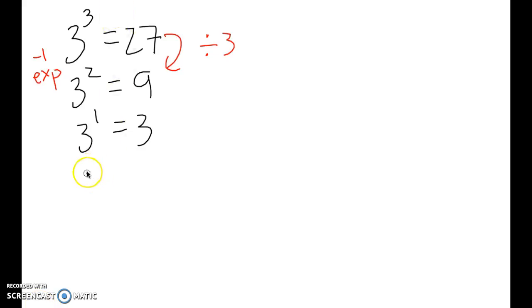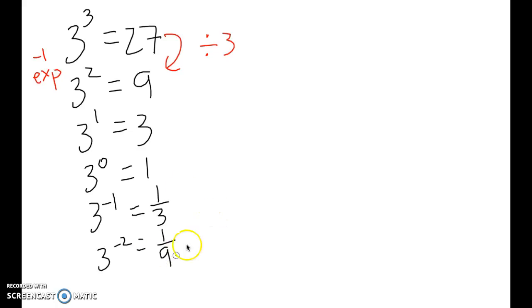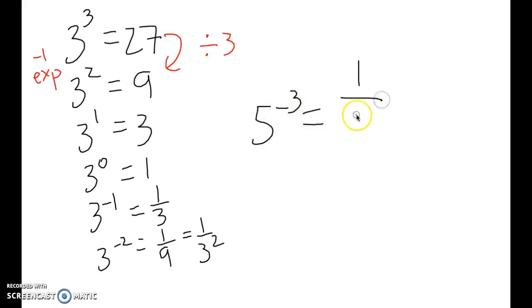Now, for this pattern to continue, 3 to the 0 would have to be equal to 3 over 3, or just 1. And if I wanted to continue this into negatives, then this would have to be equal to 1/3, and so on and so forth. Now, once we get to 1/9, we can rewrite that as 1 over 3 squared, and this is kind of where our general rule comes from. Anytime you have a negative exponent, so if I said 5 to the negative 3, you can imagine me carrying this pattern down until I got 1 over 5 cubed, or 1 over 125.